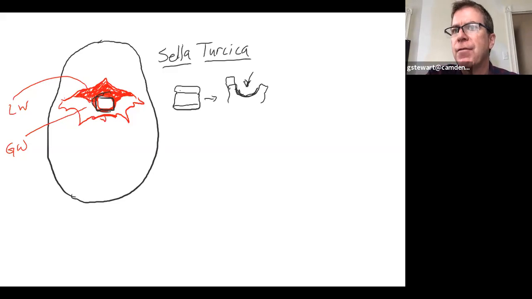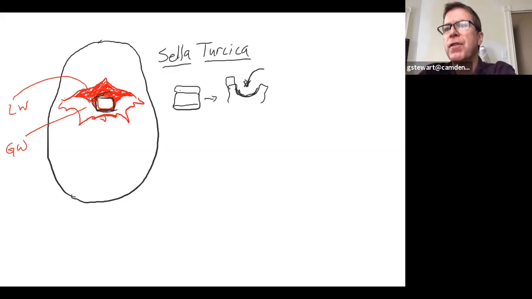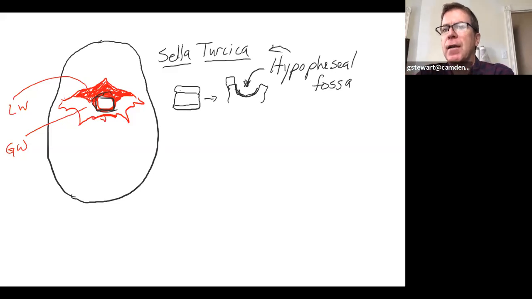The cavity, the fossa, is called the hypophyseal fossa. I'll tell you why as soon as I write this. And we say the hypophyseal fossa of the sella turcica is a place that cradles and protects the pituitary gland in the brain.